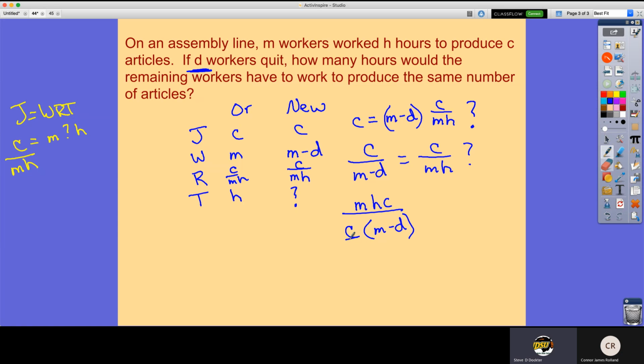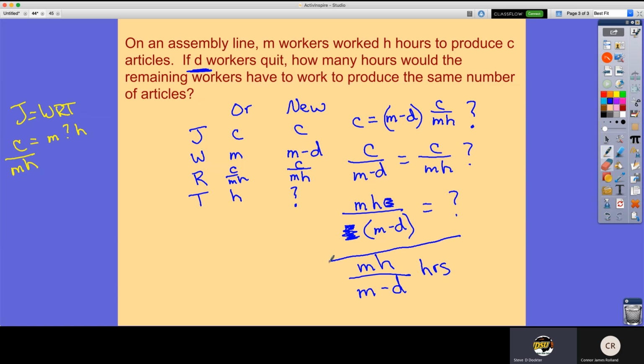Yeah, our c's are going to cancel here. So that's going to go away and that's going to go away. Equals our question mark. So we've got mh over m minus d. And what do I put after that? Hours.